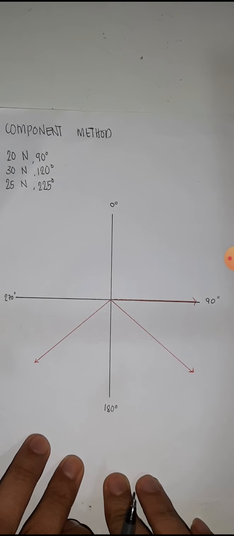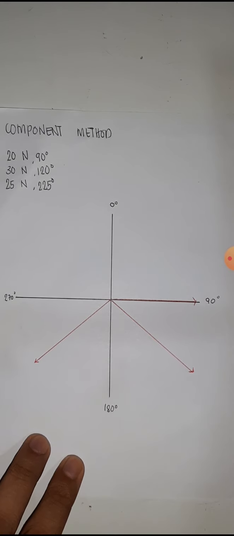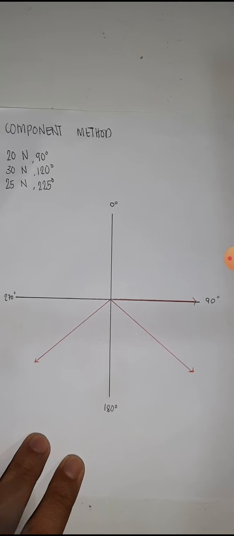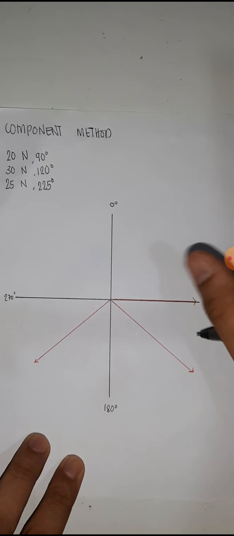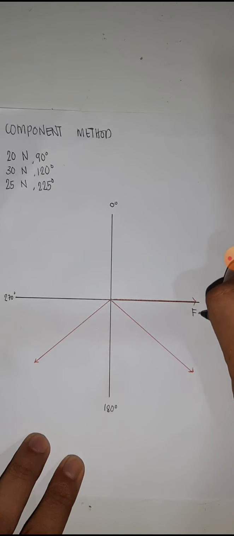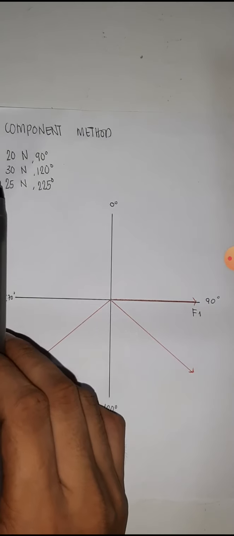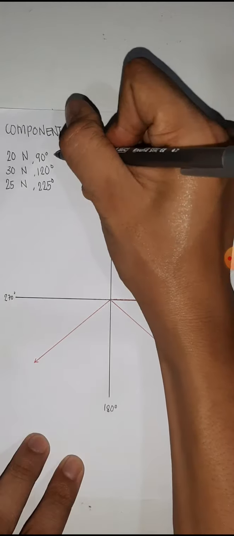So let's locate the first one. The first one you have here is 20 Newton at 90 degrees. So this is 0, 90. Most probably your first vector would fall in this direction, in this axis. So let's label it as F1. Next, your F2. Let's say this is your F1, this is your F2, and this is your F3.